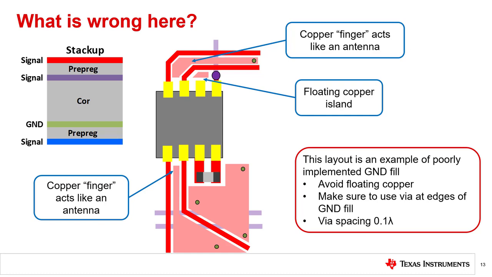Another issue is that there's a floating island of copper. A key point here is that it would be much better to avoid using the copper pour than to have an improperly grounded copper pour as shown here.